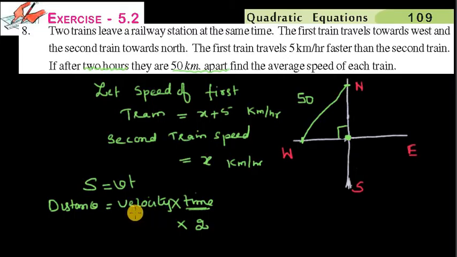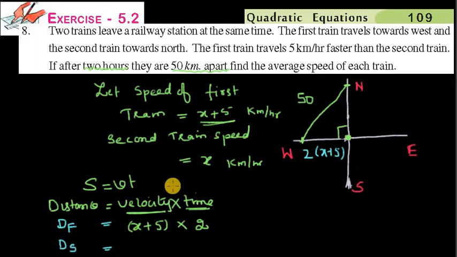The first train velocity is x plus 5, so x plus 5 into 2. So the first train covers the distance 2 into x plus 5. The distance traveled by the second train is velocity x into time 2 hours, so the distance covered by the second train is x into 2, that is 2x.